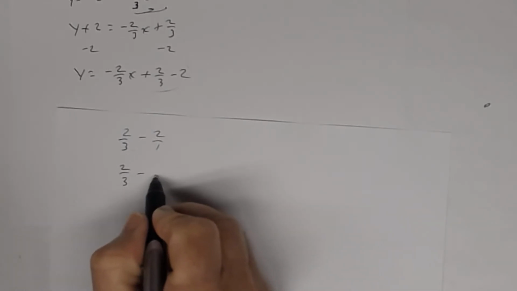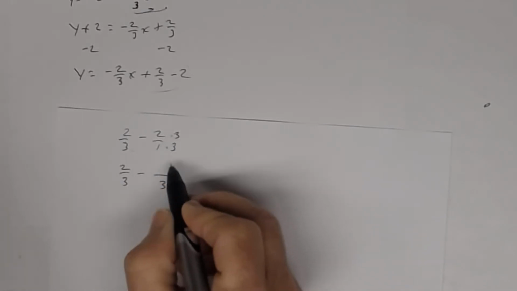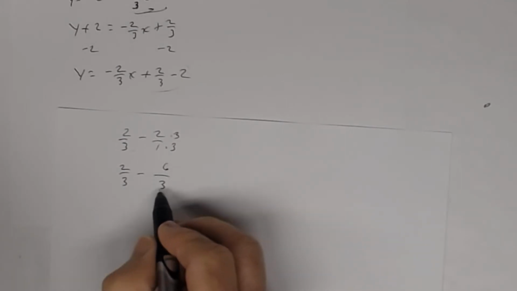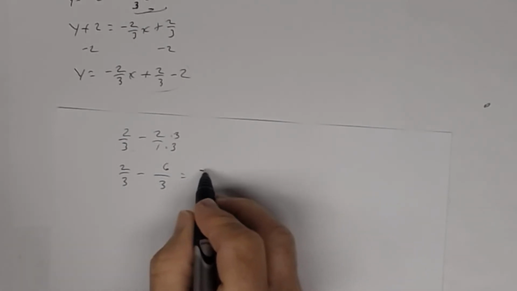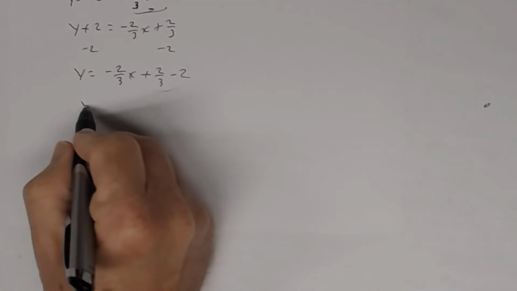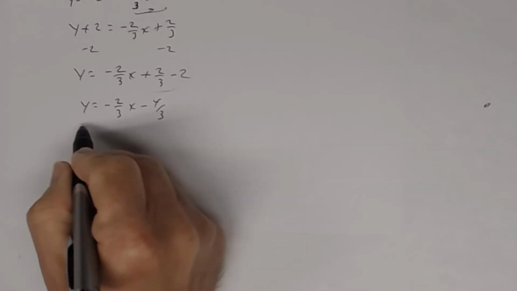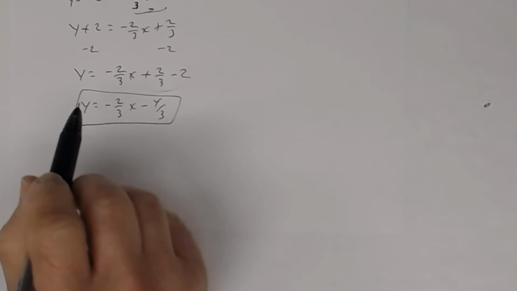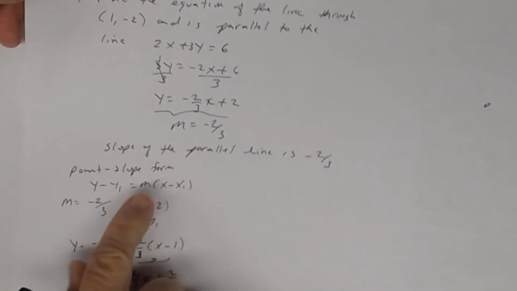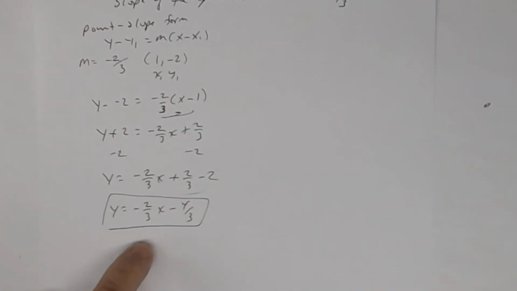So I get 2 thirds minus, and then 1 times 3 is 3, 2 times 3 is 6. So 6 divided by 3 is 2. So 2 thirds subtract 6 thirds is going to be negative 4 thirds. So that's this right here. So I get y equals negative 2 thirds x minus 4 thirds. That's the equation of the line that goes through this point.